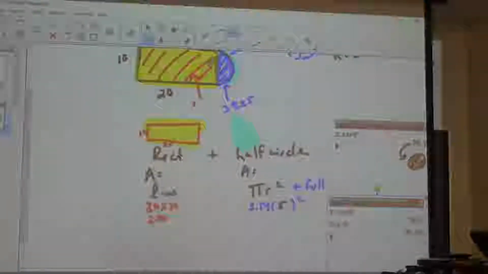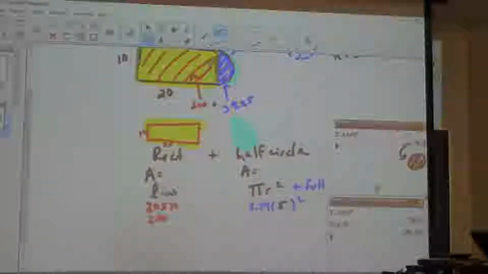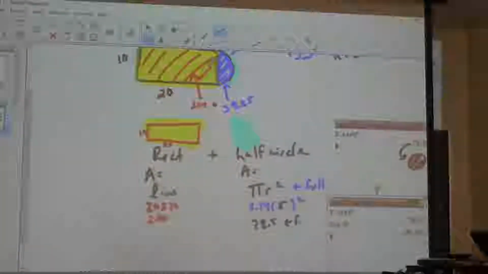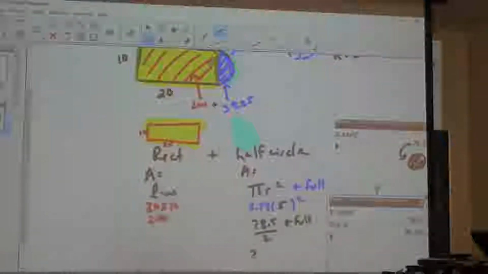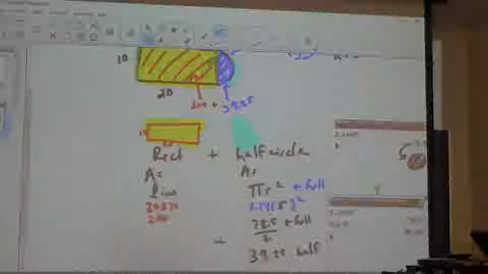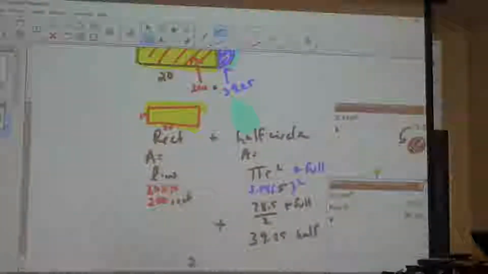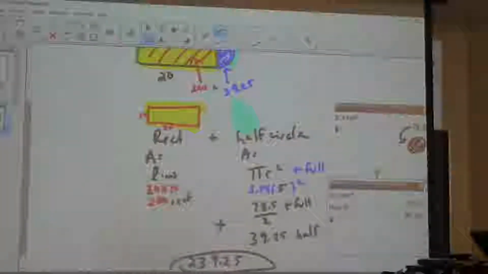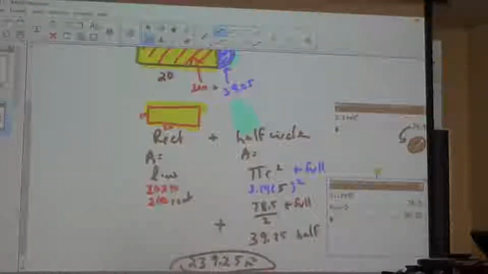This piece is 200, and I'm gluing them together, so I'm adding. So this was a 78.5, which was a full circle, so I cut it in half. So 39.25 is half a circle plus the rectangle. So my answer is going to be 239.25. And because it's area, my units are going to be squared. And if the circle goes in the rectangle, you subtract.